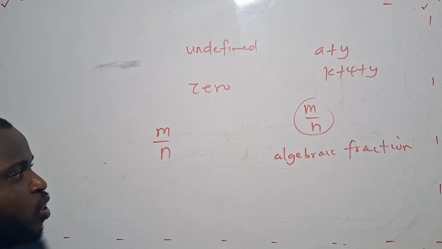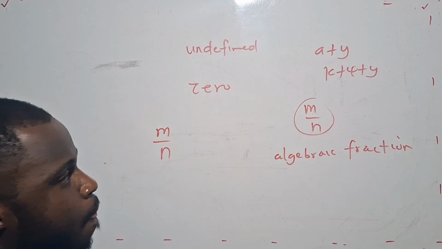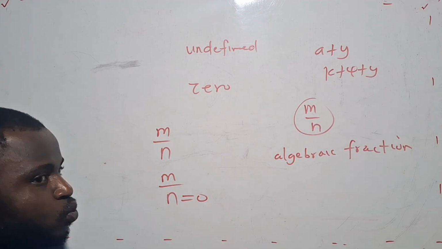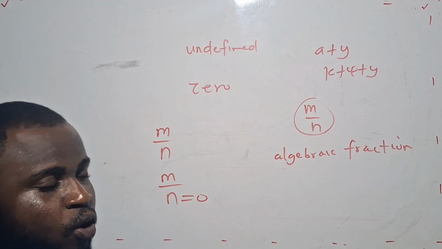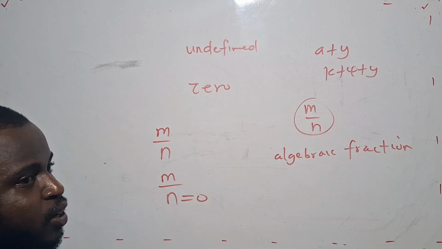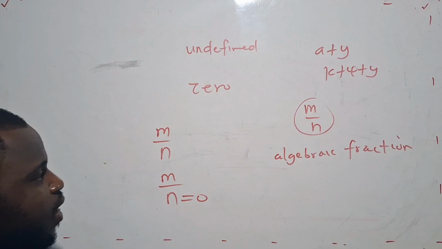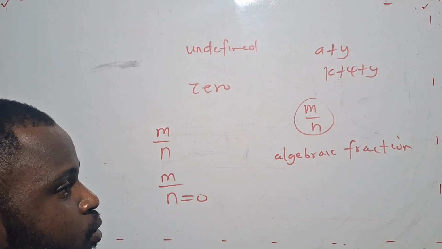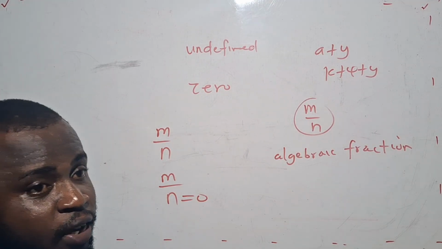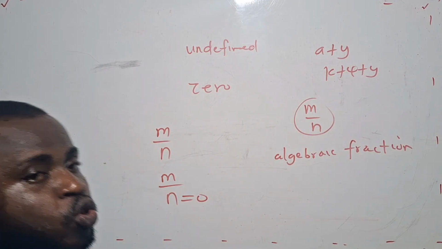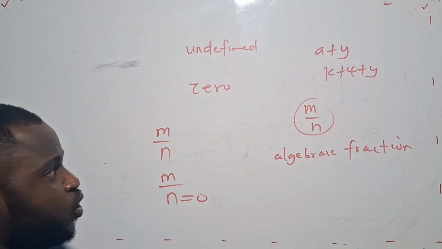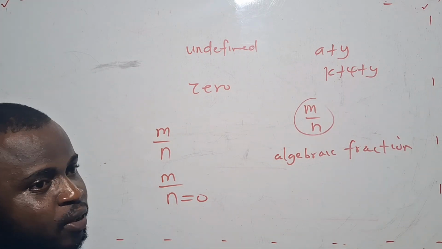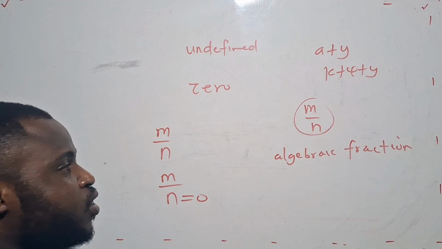An algebraic expression becomes undefined when the denominator is equal to 0. So when I have m over n, if n is equal to 0, it means it is undefined. And when do we say an algebraic expression is equal to 0? It is 0 when the numerator is equal to 0. So when they ask you to find the value for which this expression is undefined, just equate the denominator to 0 and solve it, either using the quadratic or the simple linear equations you know. And when they say solve when the expression is equal to 0, it means equate the numerator to 0. These are the differences you should know.